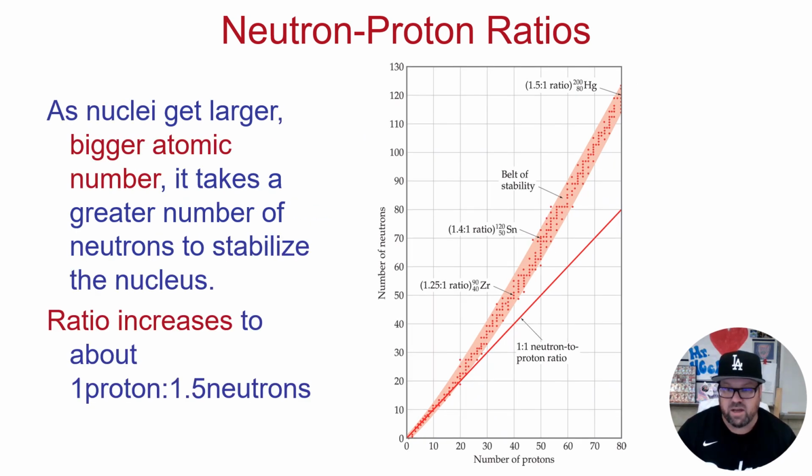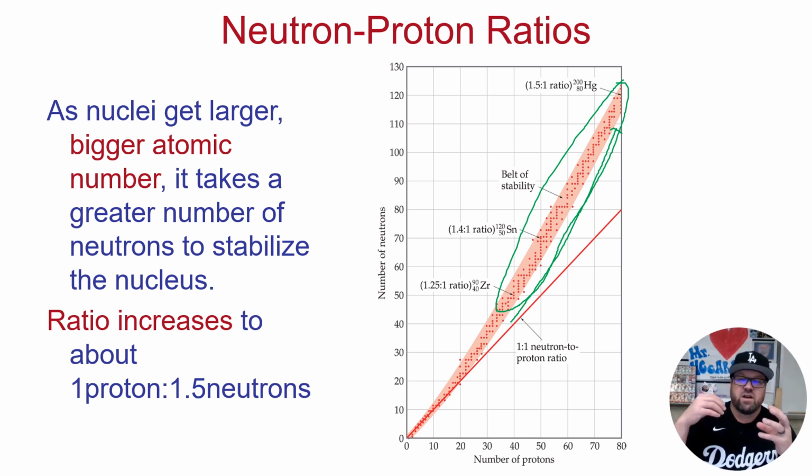As your element starts to get larger and larger, the band of stability, so if we look up here in this upper section of the graph, what's starting to happen is you start to have a need for more neutrons than protons in order to keep the protons together. The protons become such a large ball of positive repulsion that you need to dogpile way more neutrons on top of them to hold the nucleus together.